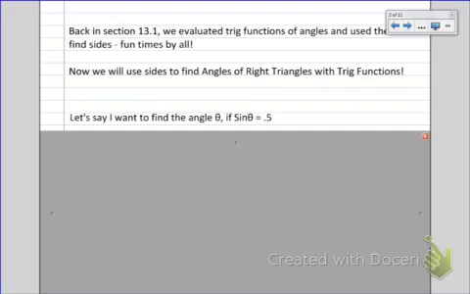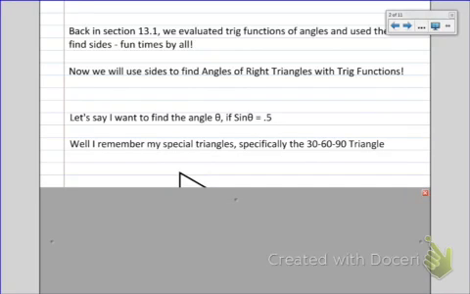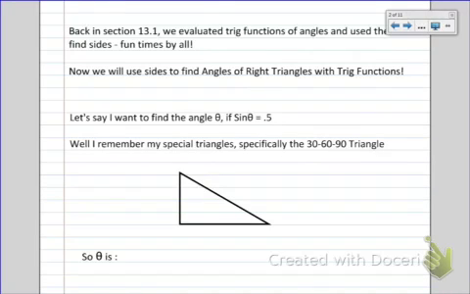So let's say I want to find the angle theta if the sine of theta is 0.5. Well, I remember my special right triangles for that, specifically the 30, 60, 90 triangle. So I'm going to draw that one in there. We had our 30 degrees and our 60 degrees. The sides were 1, 2, and the square root of 3.